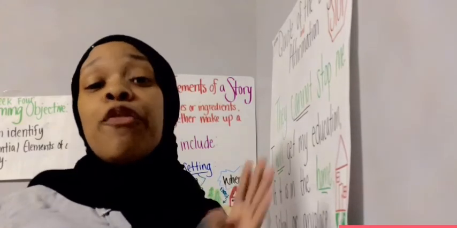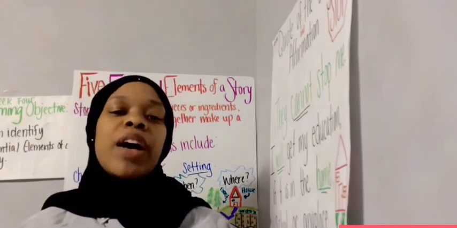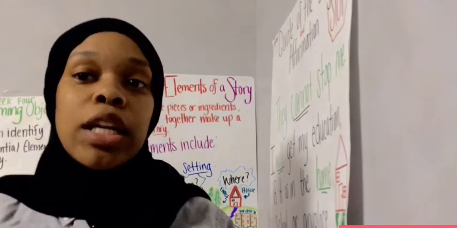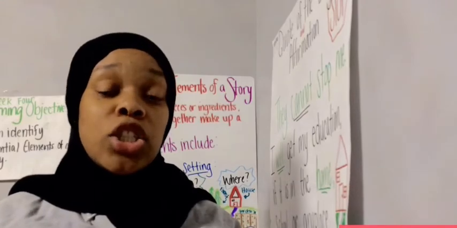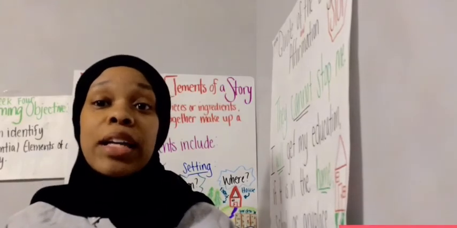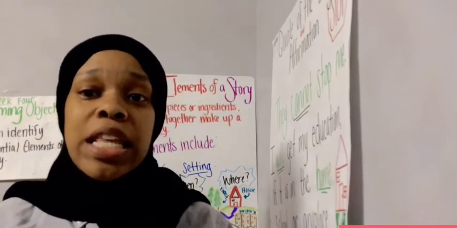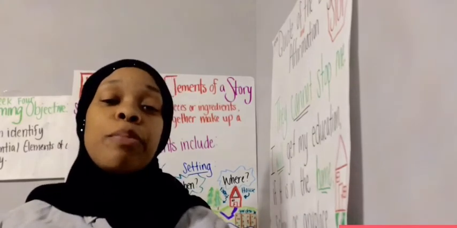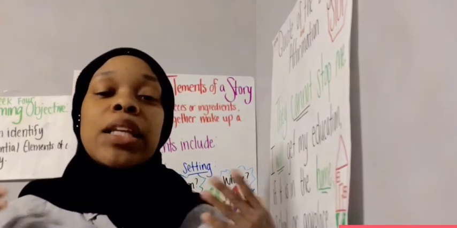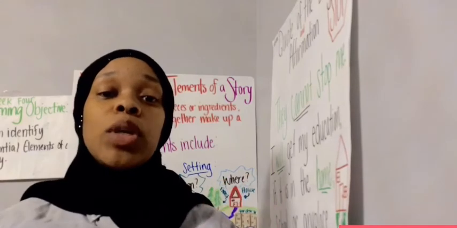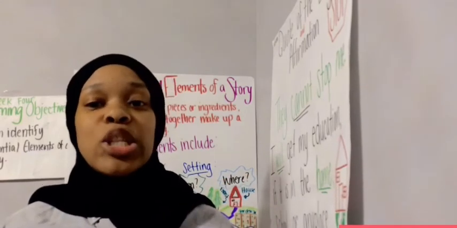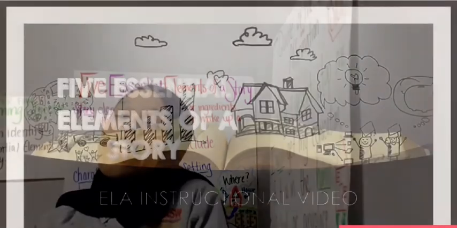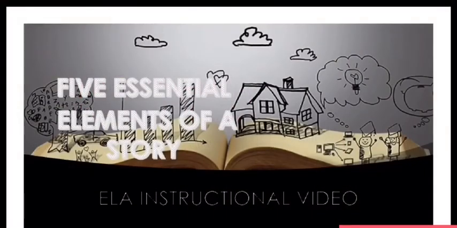This week, week 4, we're going to discuss 5 essential elements of a story. Make sure you take notes and make sure you pay attention. You can feel free to rewind if you need to, just in case you miss anything. Some of you may already be familiar with this information. By the end of this lesson and by the end of the week, you should be able to determine the 5 essential elements of a story.